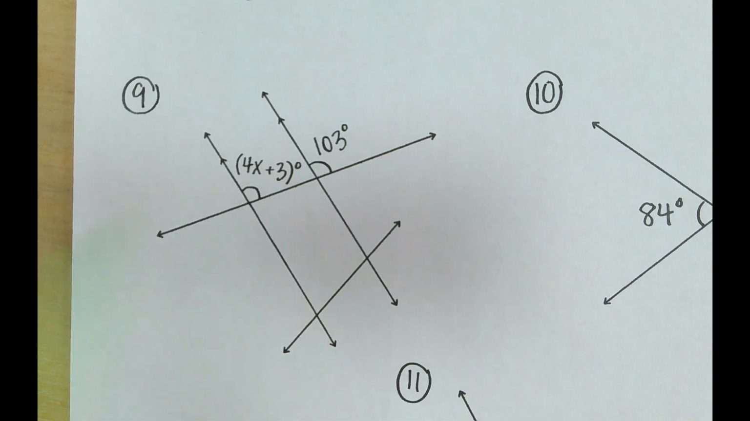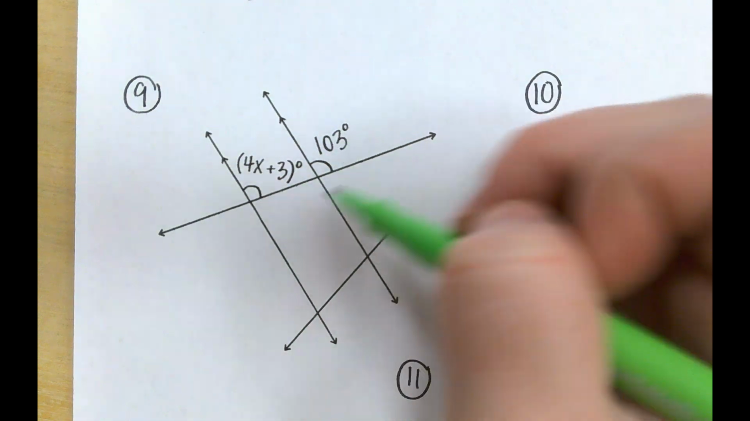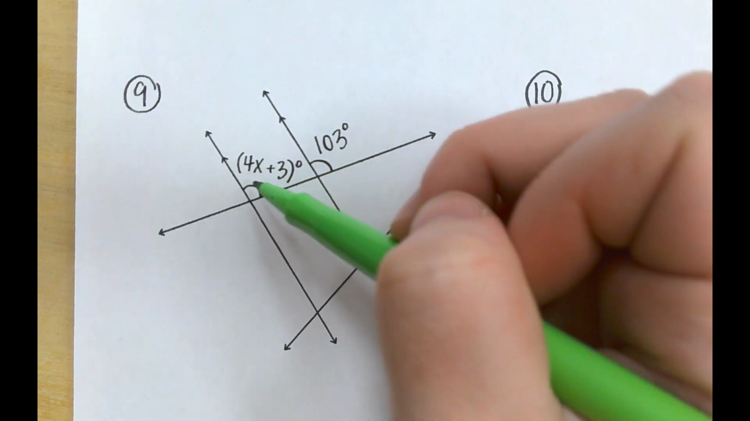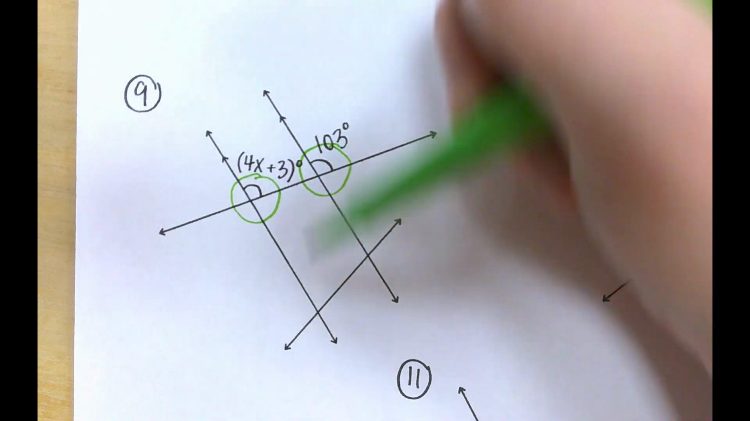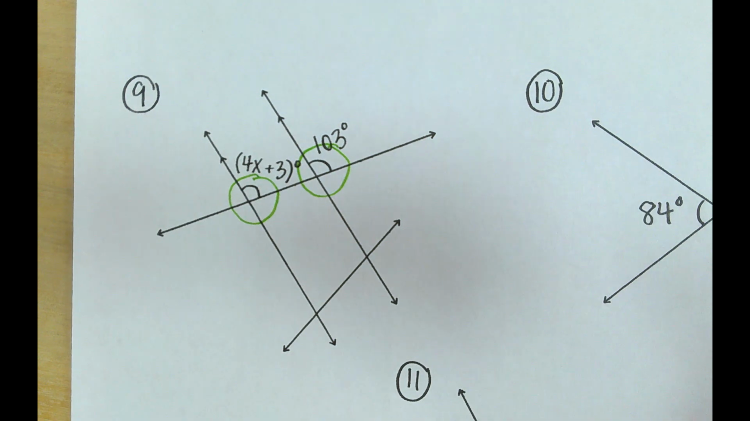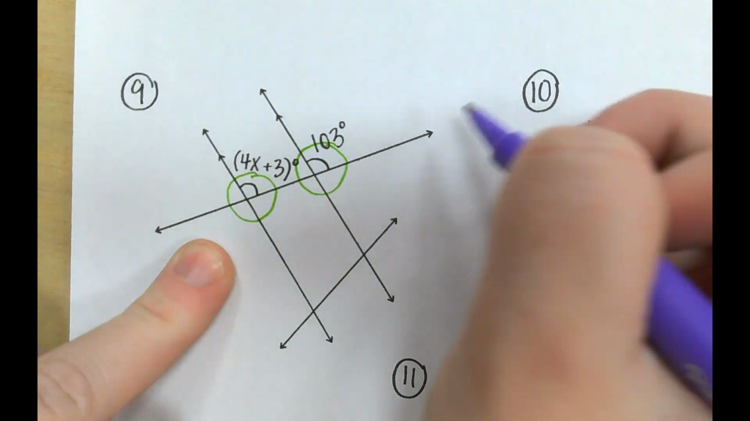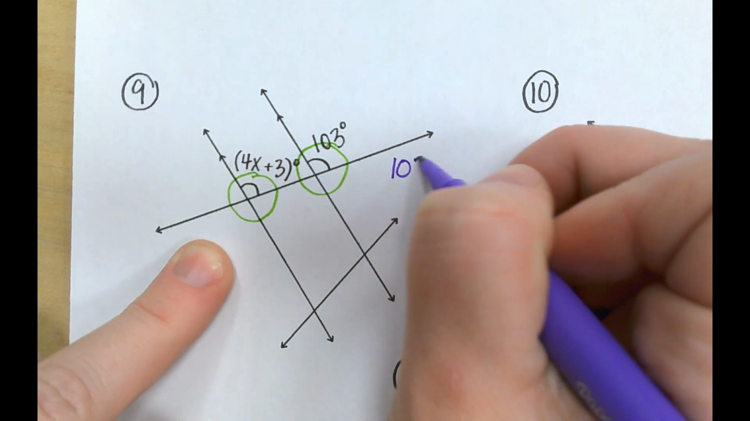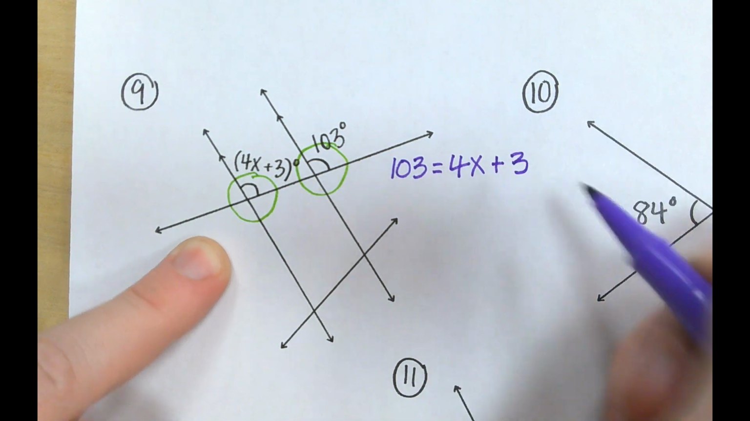Perfect. These two angles are equal to each other because they're in the same location of their little angle family. This cross section of these parallel lines, you see that? They're in the same position. So these are corresponding angles. They're equal. So how would I set this equation up? 103 equals 4x plus 3. Perfect. 103 equals 4x plus 3.